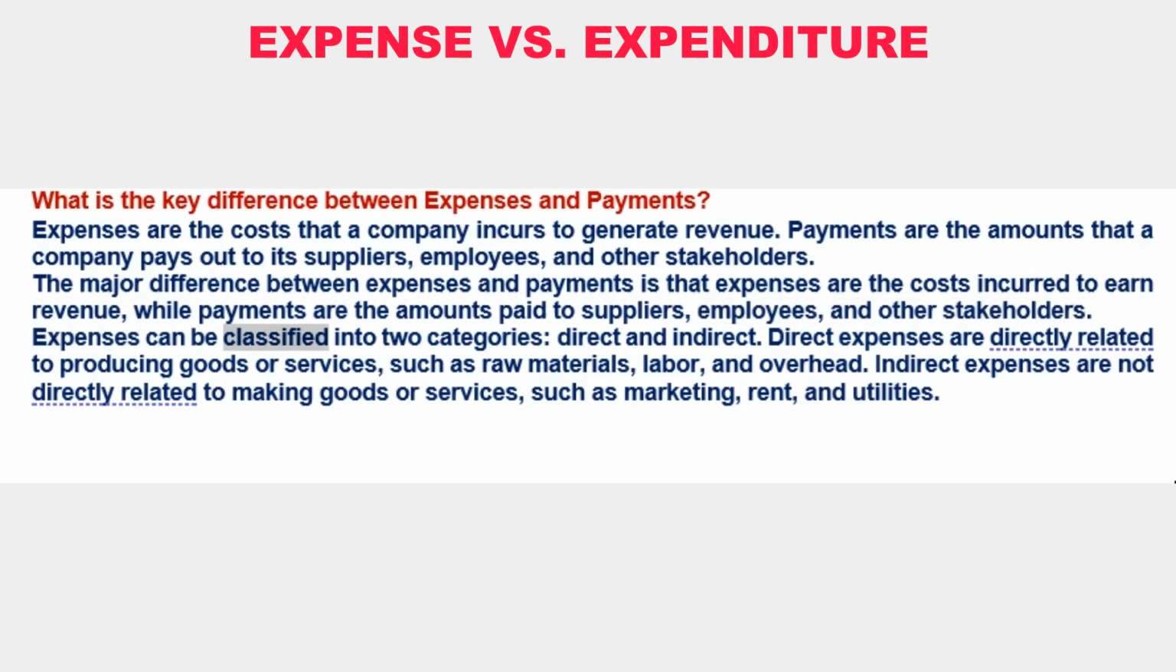Expenses can be classified into two categories, direct and indirect. Direct expenses are directly related to producing goods or services, such as raw materials, labor, and overhead. Indirect expenses are not directly related to making goods or services, such as marketing, rent, and utilities.